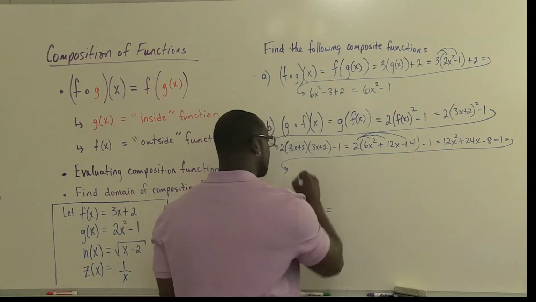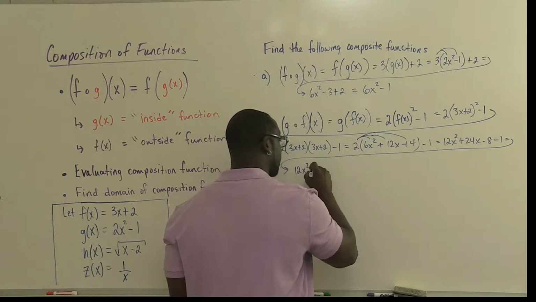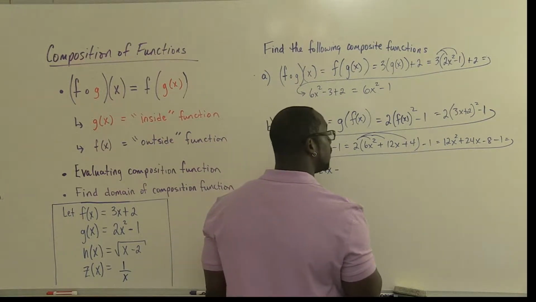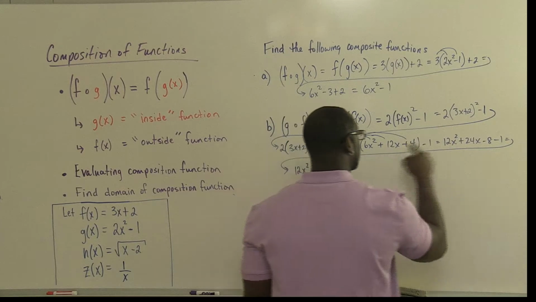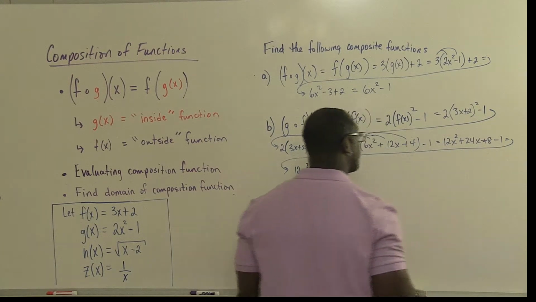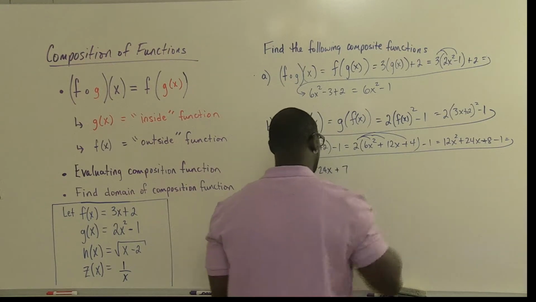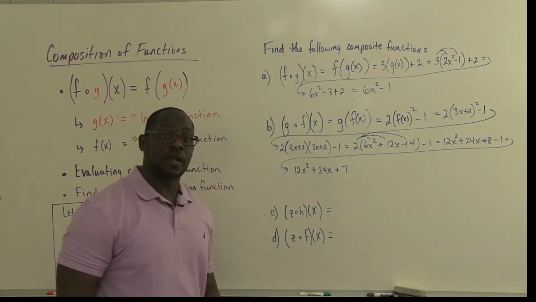And to combine like terms some more, we see, I think I got this wrong. This is supposed to be a plus 8. Plus 8 minus 1, so that gives us a positive 7 there as our answer. Okay?